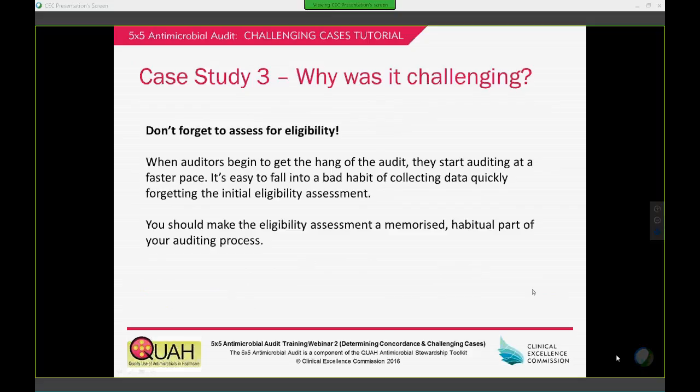So the reason that case study 3 is a little bit challenging is that we know that once our auditors start getting the hang of the audit, they've got the questions memorised, they start really developing a good rhythm, and they audit at a faster pace. And when that happens, it's easy to fall into a bad habit of collecting your data quickly and forgetting to do that initial eligibility assessment. So make sure that you are including that eligibility assessment as part of your memorised and habitual process of auditing and collecting data for your patients.